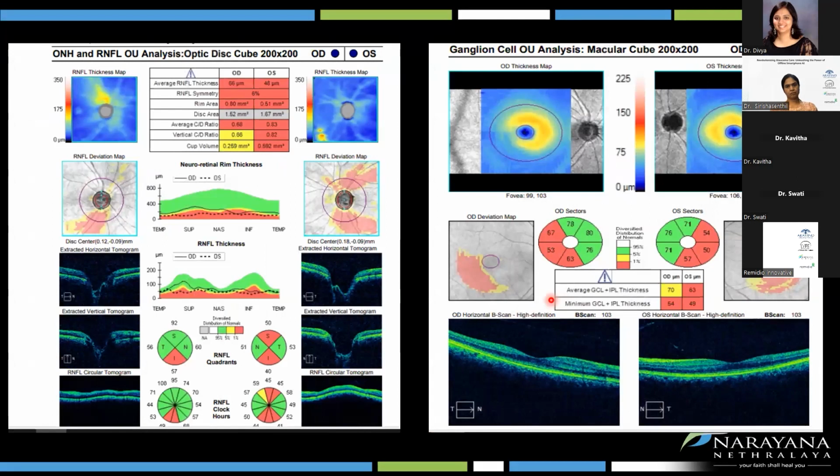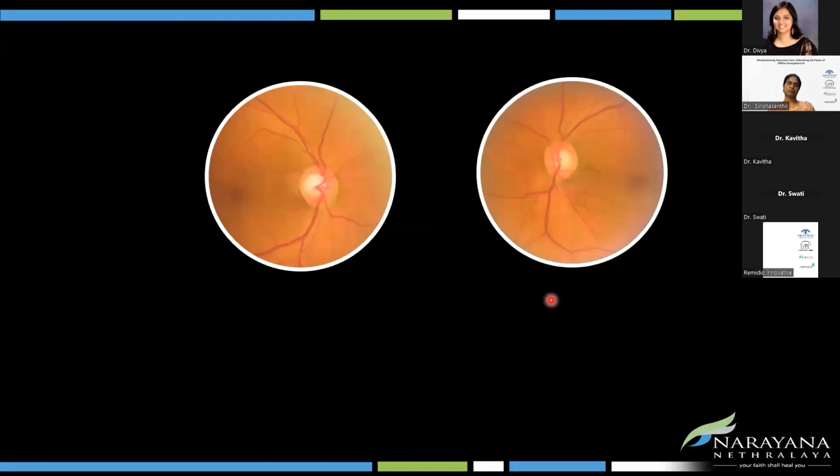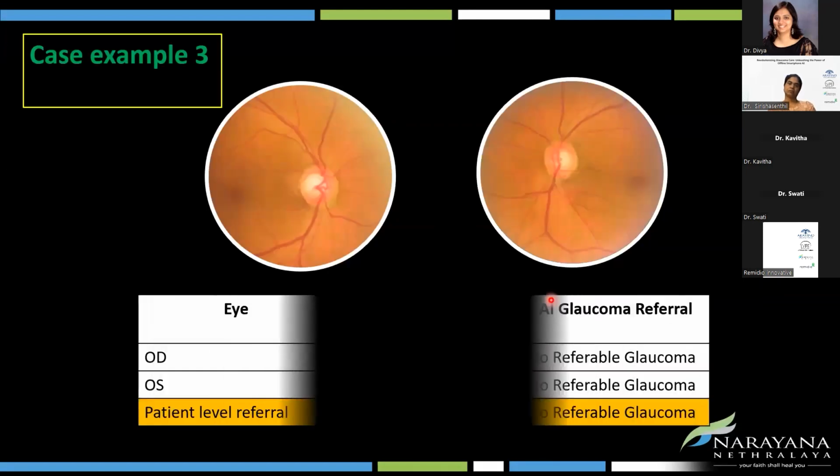The OCT showed RNFL and GCIPL thinning, and this again was a referable glaucoma at the end of clinical evaluation. It was a confirmed glaucoma case. So this highlights how the AI could pick up even those subtle changes which were seen even in the right eye. So this is case example three.